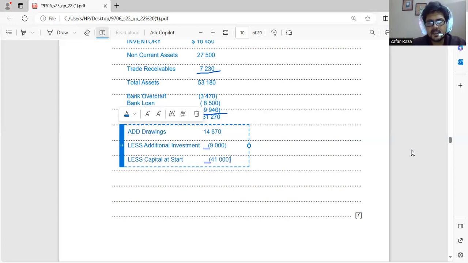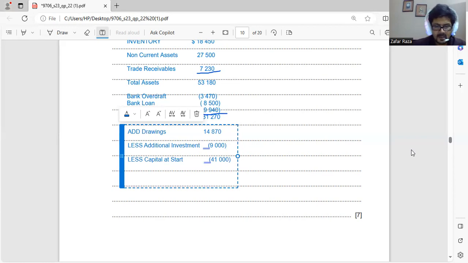So what do we get in the end? See, 31,270 plus 14,870 is 46,140, minus 9,000 additional investment, minus 41,000 capital at start. So 3,860 net loss.